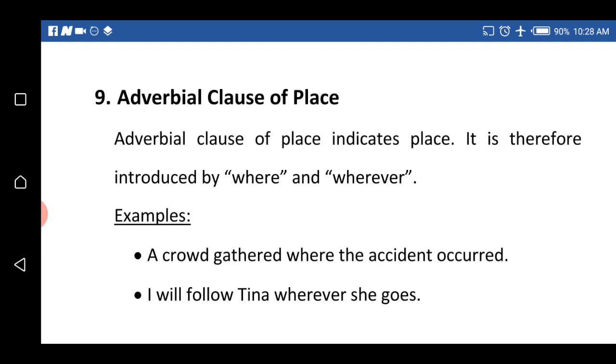Students, inshallah, this is going to be the last of the kinds of adverbial clause discussed today.